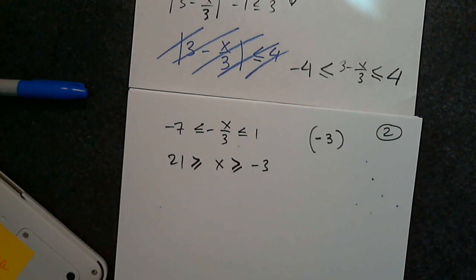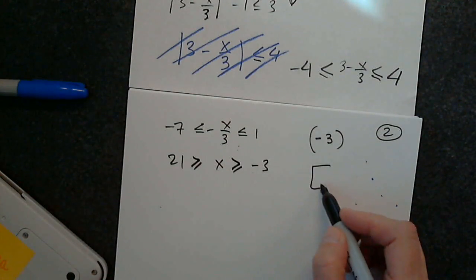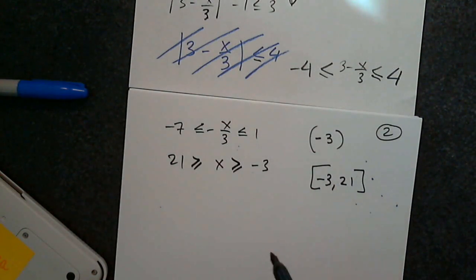Because we multiply or divide by a negative number, we flip the inequality symbol. So the interval notation is negative 3, 2, 1, and x is in this interval.